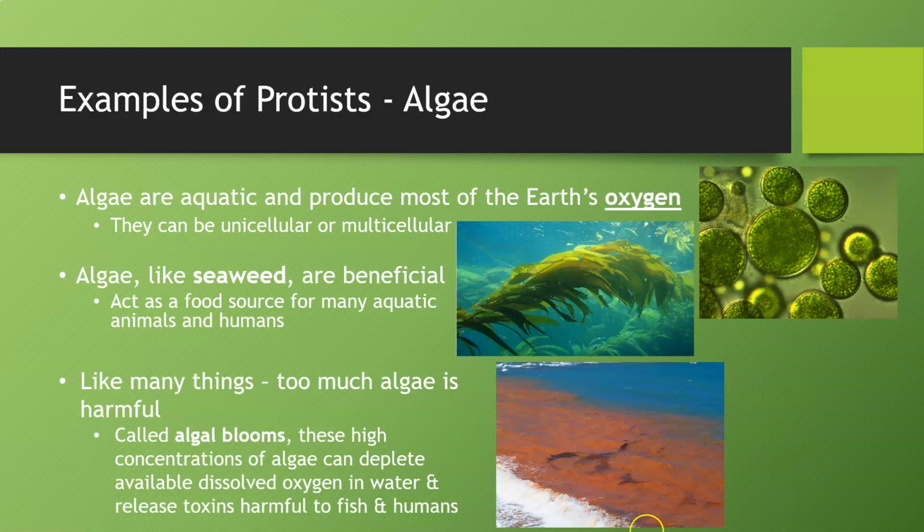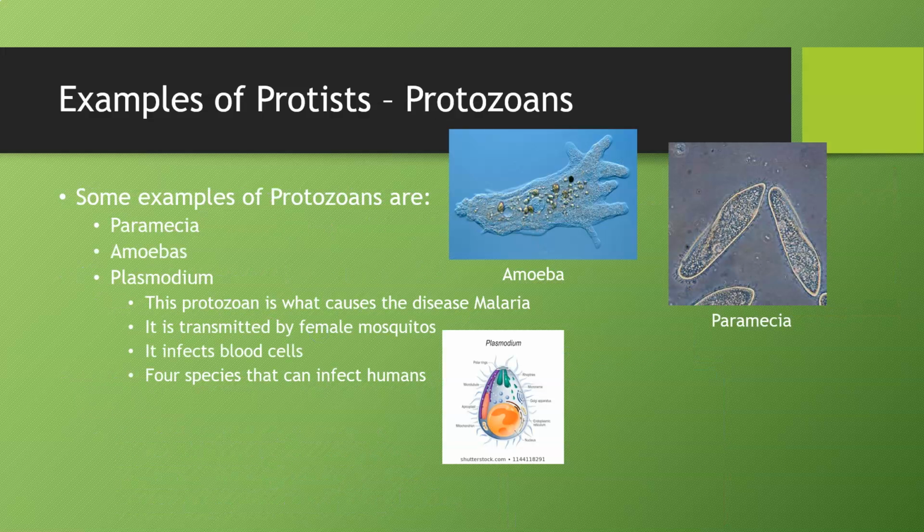Because if you go into the water where there's red algae, you end up absorbing the toxins through your skin, and you can become very, very sick from them. Okay, so again, too much of anything, not a good thing, even in simpler organisms such as protists. Now, the other group that I talked about was protozoans, which are the more animal-like versions of protists. Some examples of these are paramecia, amoebas, and one particular genus called Plasmodium.